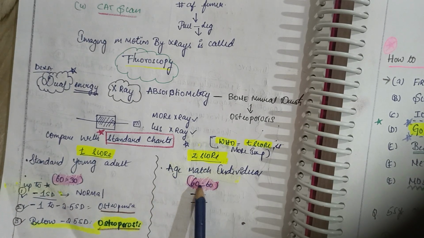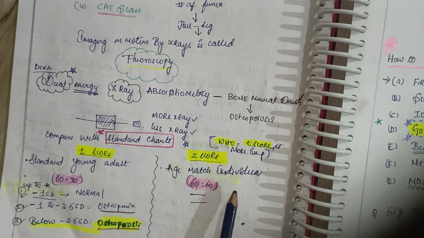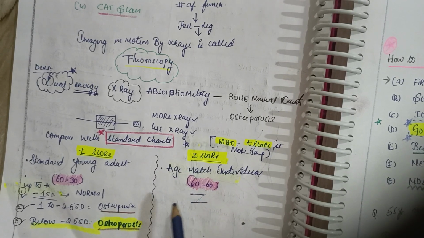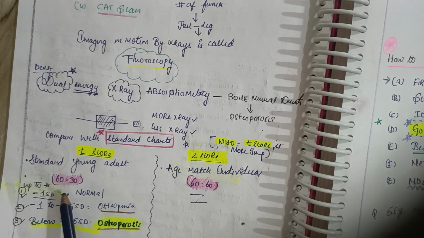What is the difference between the T score and the Z score? For example, if a 60-year-old is compared with a 60-year-old individual, that is the Z score. But a T score is where a 60-year-old's X-ray is compared with a 30-year-old's. The T score is divided into normal, osteopenia, and osteoporosis.